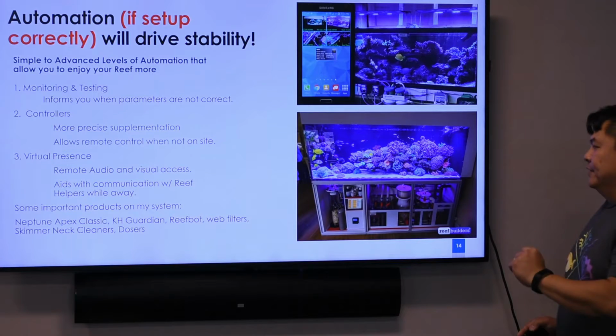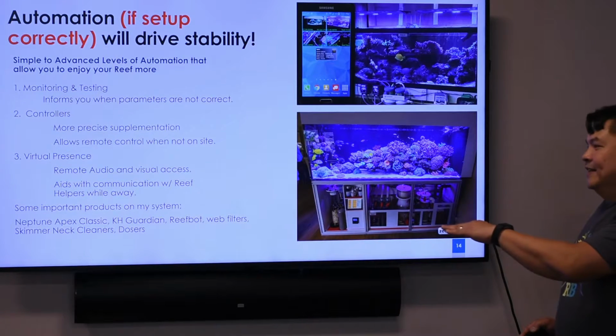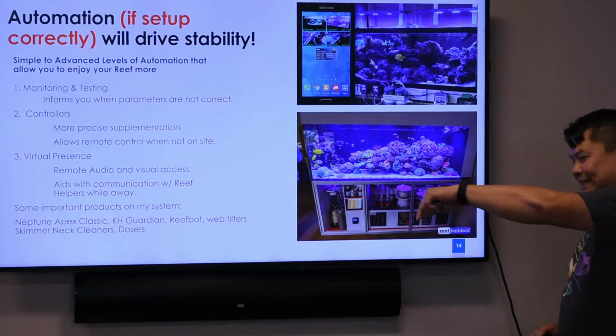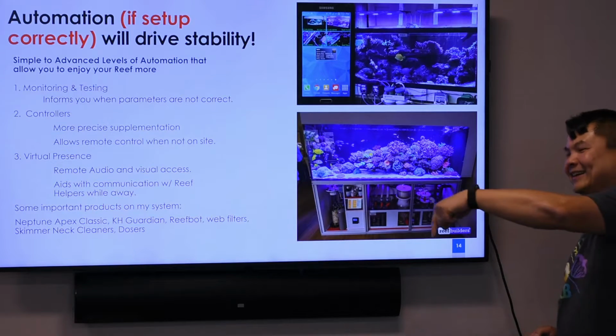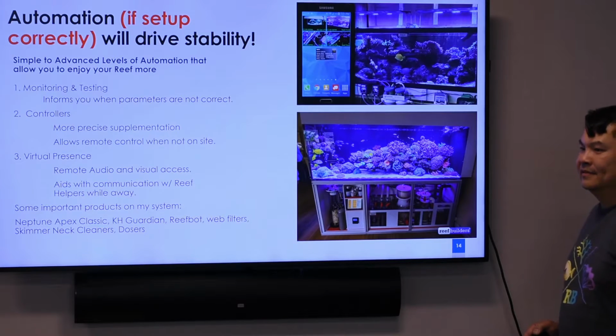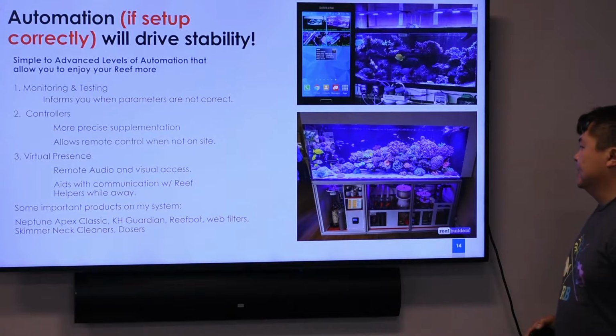So web filters are your friend. It's simple technology, but it works. Skimmer neck cleaners: if you don't clean your skimmer neck, the skimmer doesn't do what it's supposed to. This is just a squeegee that goes around in there, and I only have to clean that once every couple of months.